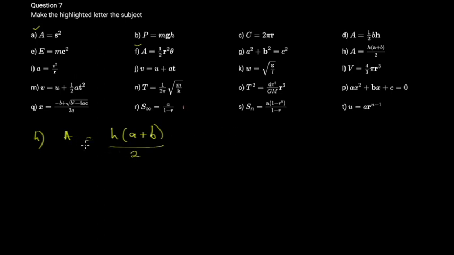It's just the area of a trapezium. Half of the height between the two parallel lines in a trapezium, multiplied by the sum of the base and the top. Okay, the parallel sides. So most of you would recognize it as half, h over 2 (a plus b), like this.